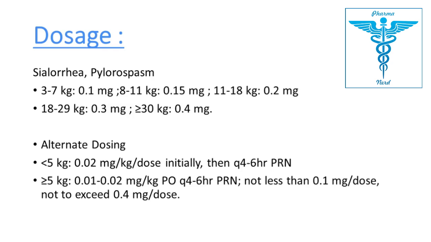Alternate dosing: for patients under 5 kg, 0.02 mg per kg per dose initially, every 4 to 6 hours as required per need. If the patient is equal to or more than 5 kg, then 0.01 to 0.02 mg per kg per oral every 4 to 6 hours as required per need, not less than 0.1 mg dose, not to exceed 0.4 mg per dose.